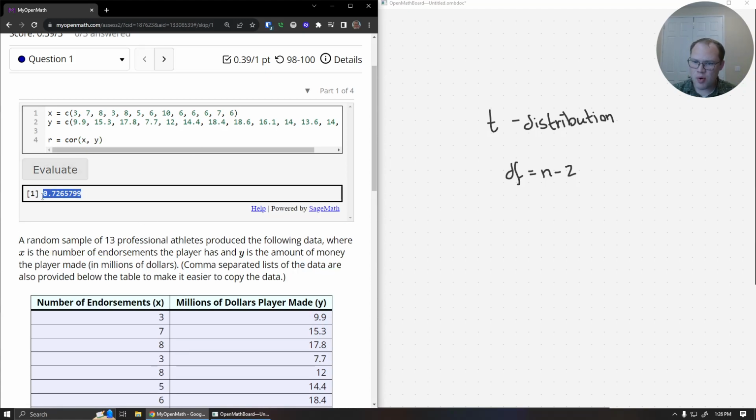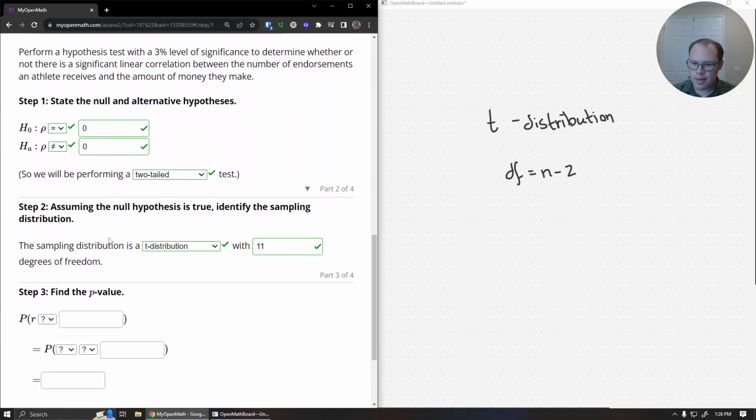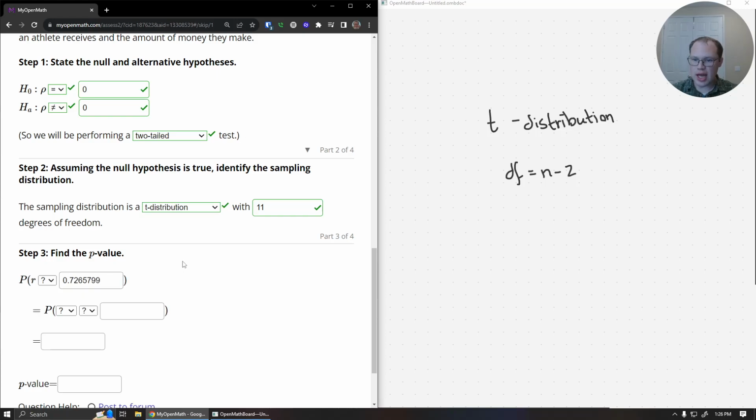That's 0.7265799. Okay, so let's do a little sanity check of what that means. What does a correlation coefficient mean again? Remember, if it's positive, that means the data is positively correlated. If our correlation coefficient is negative, it means our sample data is negatively correlated. In this case, this is positive. So if there is a level of correlation, the best fit line would go uphill, going from left to right.